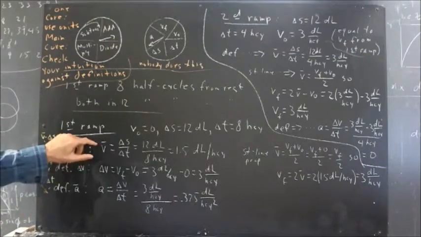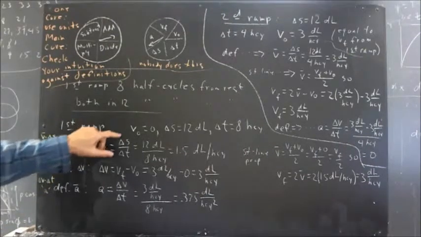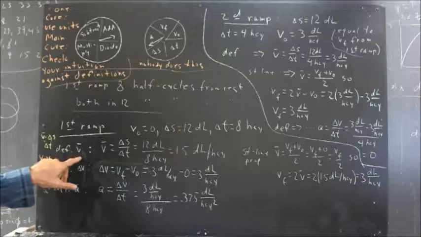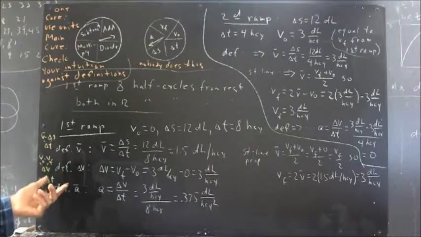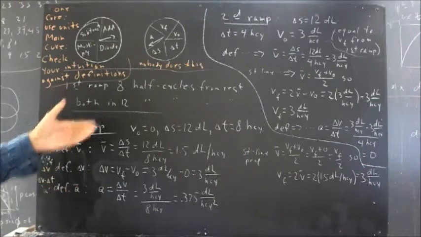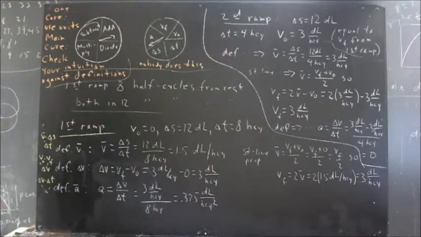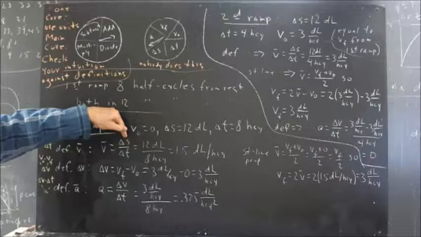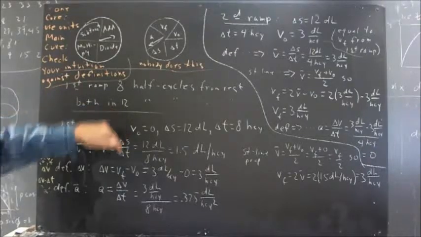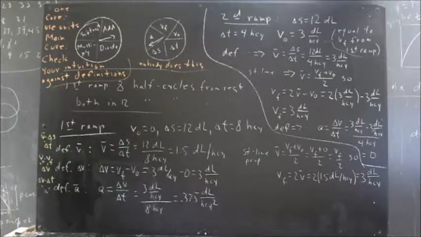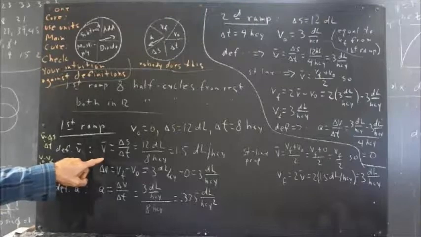Well, what definition is embodied in this relationship? It's the definition of average velocity, which is the average rate of change of position with respect to clock time. And that is change in position divided by change in clock time. Delta S is the displacement, the change in position. Delta T is the change in clock time, and that does give us average velocity.